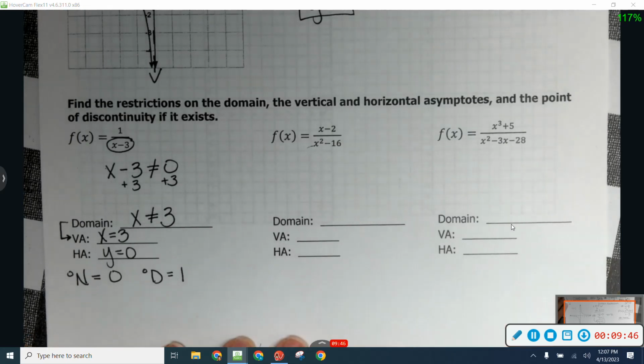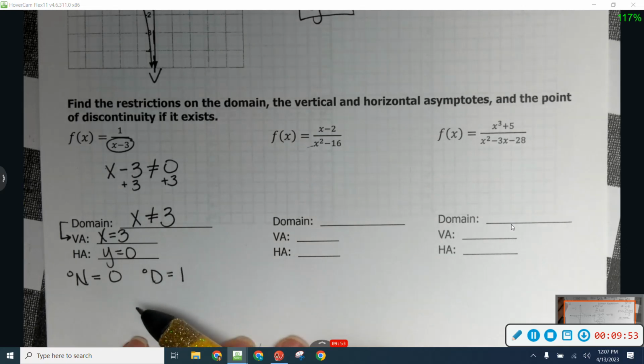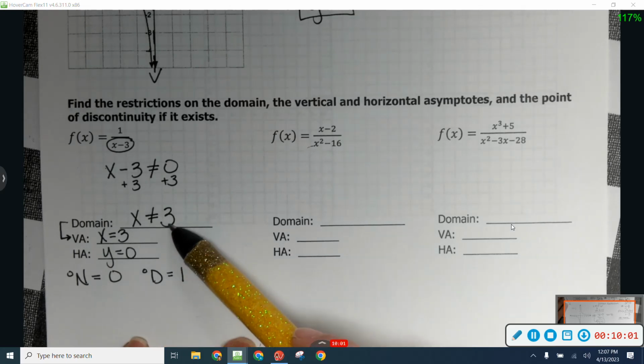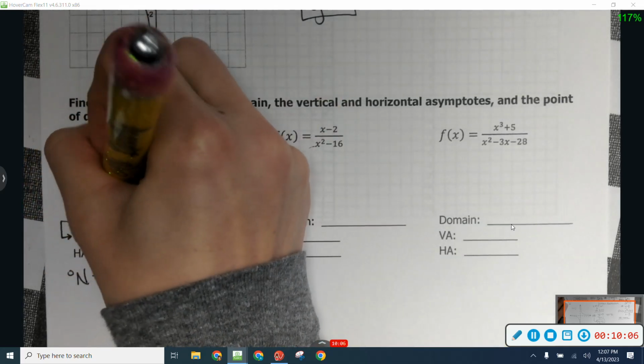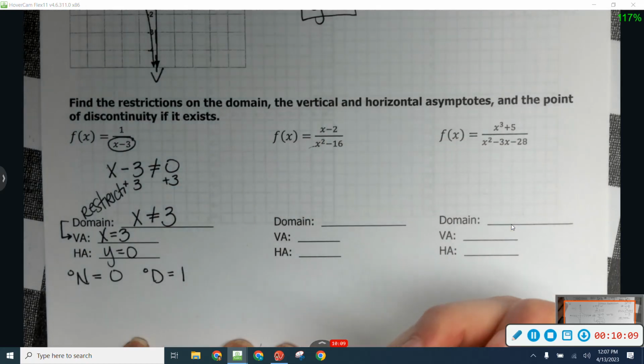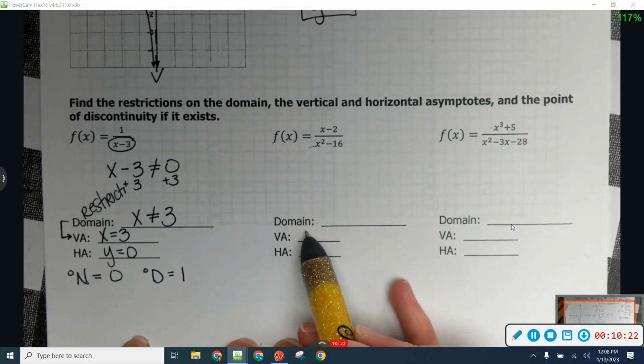Okay, questions? Why do I do this? Oh, just because it's the notes and I'm showing it. X cannot equal 3. So that's my restriction. That's your restriction on the domain. Oh, so you don't have to write it like this. No. Because really what that's telling you is it's all real numbers except x cannot equal 3. We just cut down the word restriction.